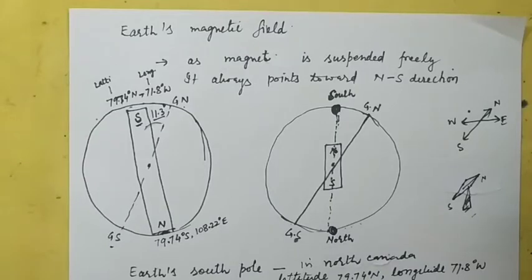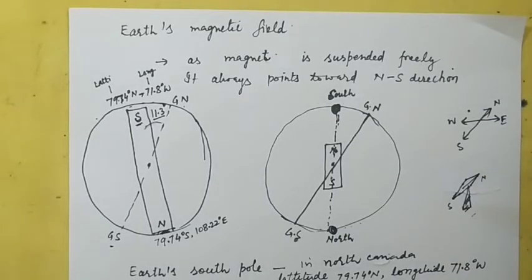In this video, we will discuss Earth's magnetic field. To understand Earth's magnetic field, let us do this example. So here this figure represents the direction of north, south, east, west. If you place any magnetic needle, you will find that this magnetic needle always points towards the north-south direction.